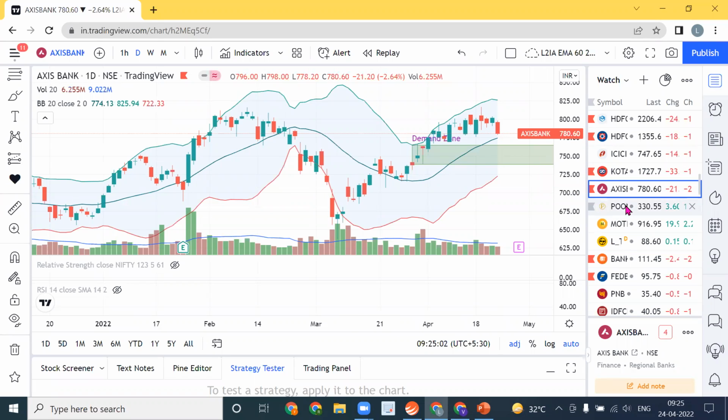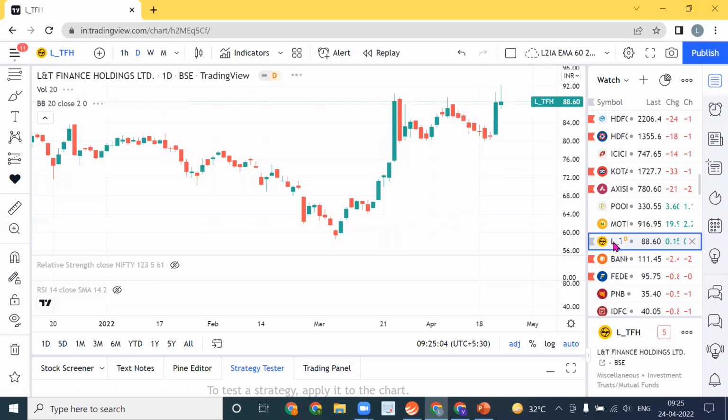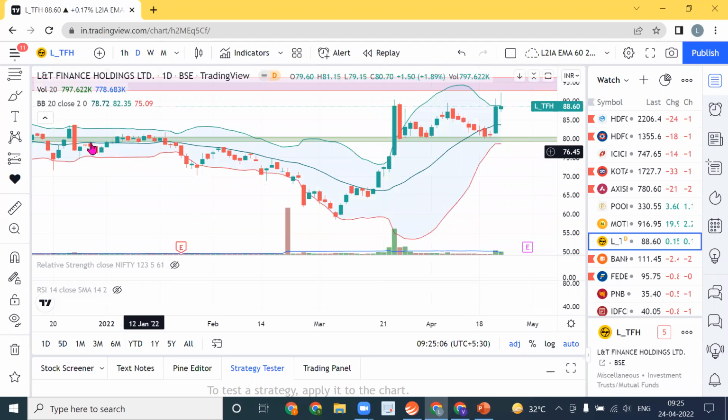ये थोड़ा upward movement है. This is not a squeeze. Here you can see L&T Finance. See the way there is a continuous squeeze happening. That means a consolidation, sideways movement has happened, and then it has started falling. The band has become bigger and it has started falling.